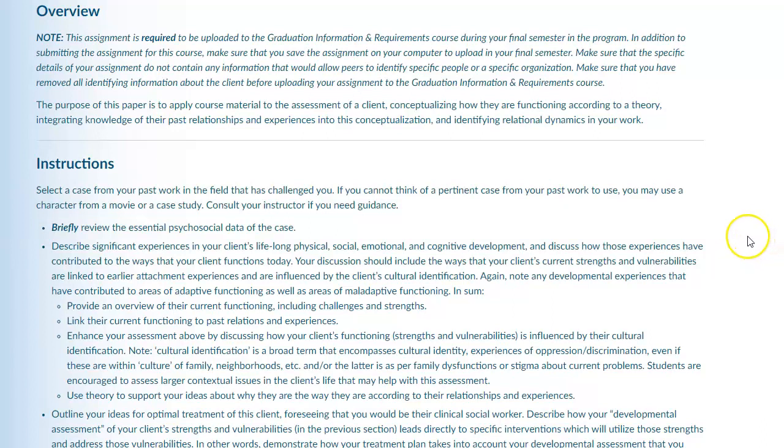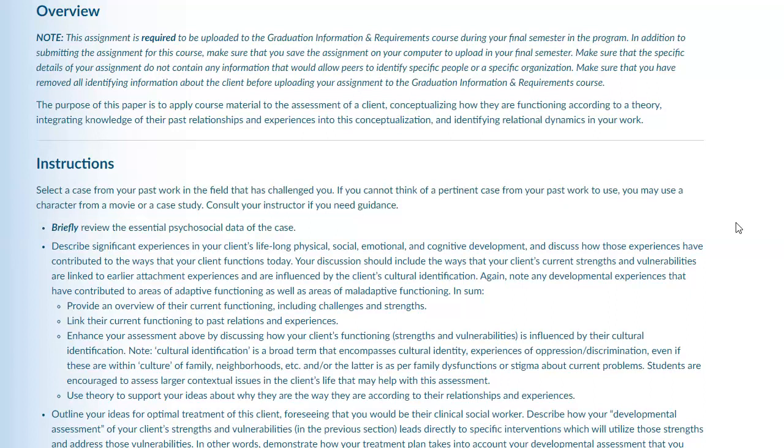So, as I mentioned in the syllabus review, you're going to be selecting a case from your past work in the field or past employment that has challenged you. If you are not able to identify a case from past work, you can use a character from a movie, a case study, a TV show, a book. Just make sure that you check with me before you start your paper to make sure that it would be relevant to use for this paper.